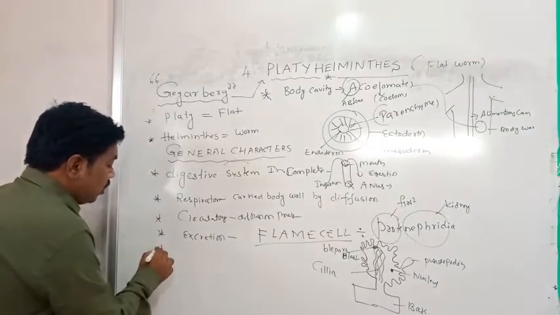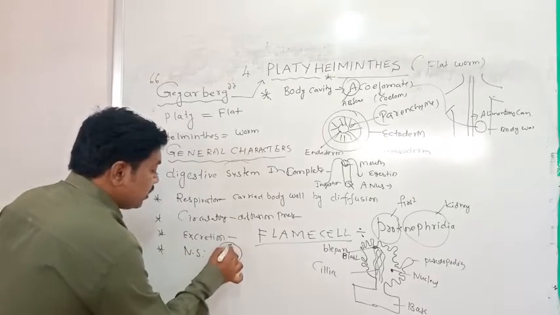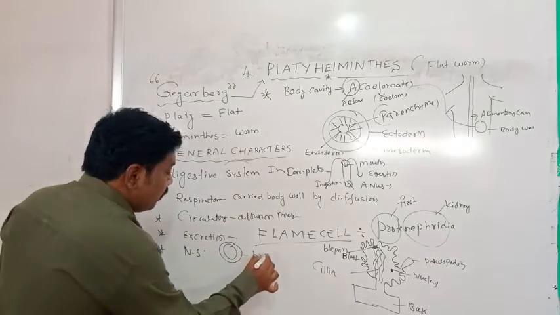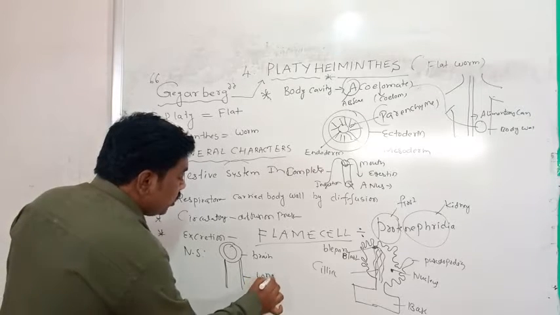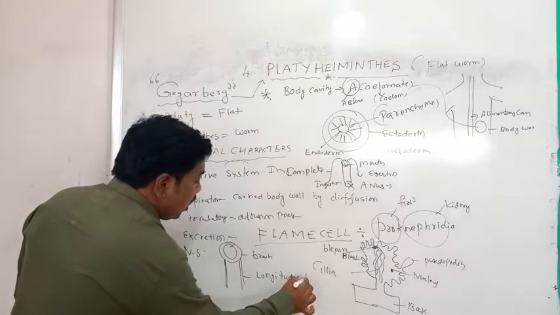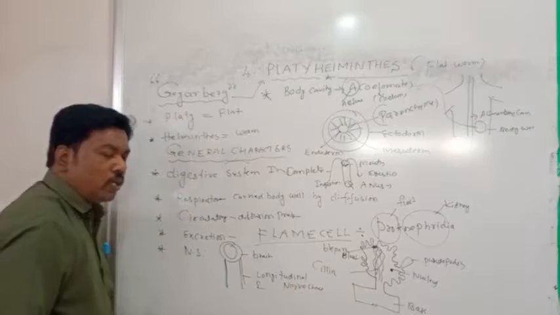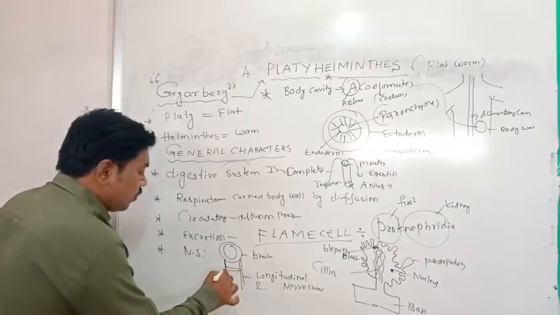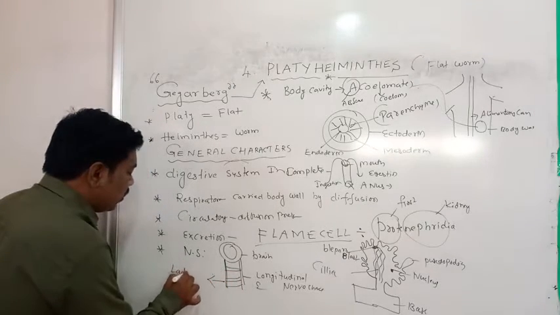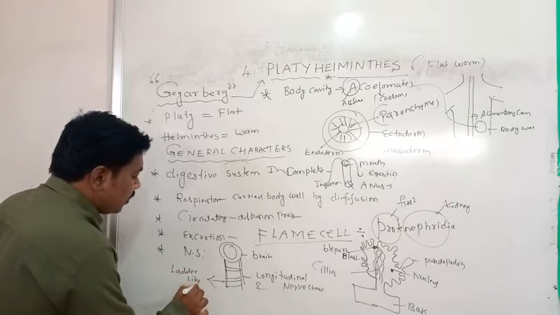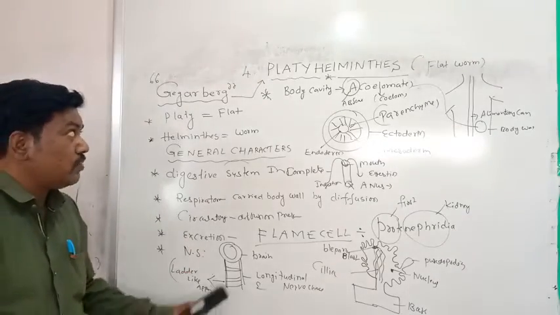So this is about the excretion, and next one is the nervous system. The nervous system consists of the brain. Behind the brain, it contains the longitudinal nerve cords. How many nerve cords are there? There are two longitudinal nerve cords present, and these are joined by fissures. So it looks like a ladder-like appearance. Due to that reason, this is called a ladder-like nervous system. The ladder-like nervous system is visible in the Platyhelminthes.